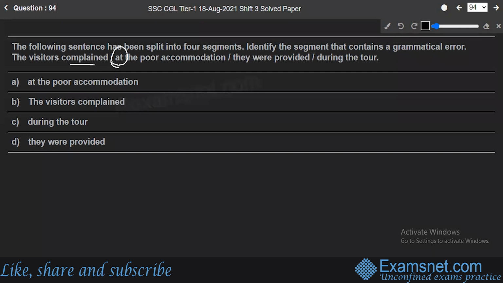The use of the word complained in the sentence indicates that someone is not satisfied or happy about something. So here it should have been about. At should have been replaced with about. So the sentence should be: the visitors complained about the poor accommodation they were provided during the tour. So option A is the part of the sentence which contains the error. Right? Hope you are clear with this. Let's move to the next question.